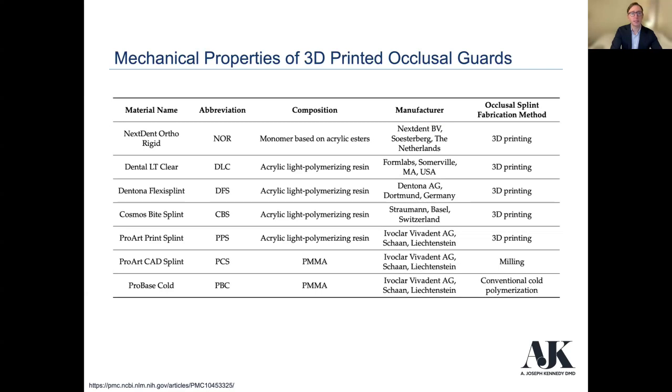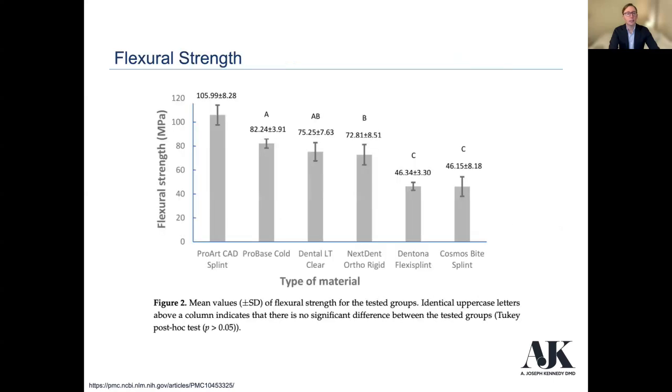So this study looks specifically at a couple of different ones that are out there. Dental LT Clear is the one that's from Formlabs, just to give you an idea. Ivoclar has the traditional Pro Base Cold, which is PMMA. You've got the ProArt CAD splint, which is also PMMA, but that's milled. And then you've got the splint that's 3D printed with acrylic light polymerizing resin, which is the other material that we're looking at here tonight.